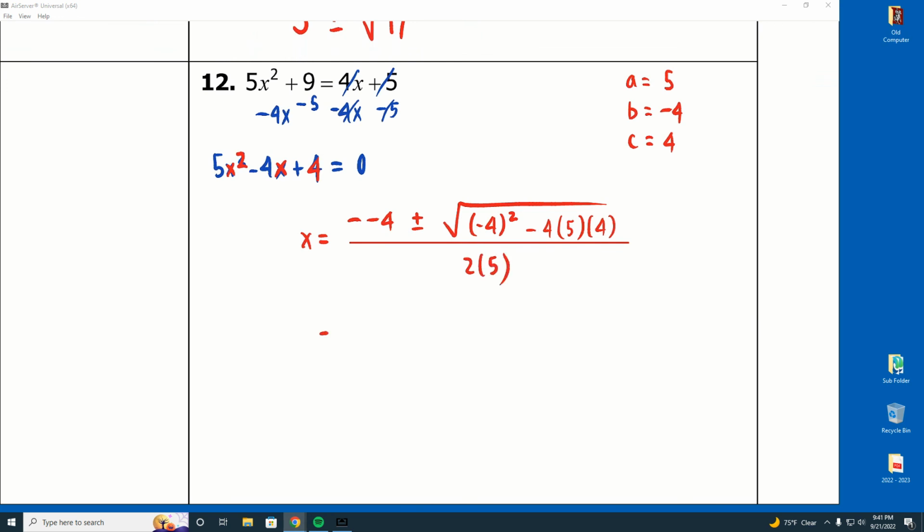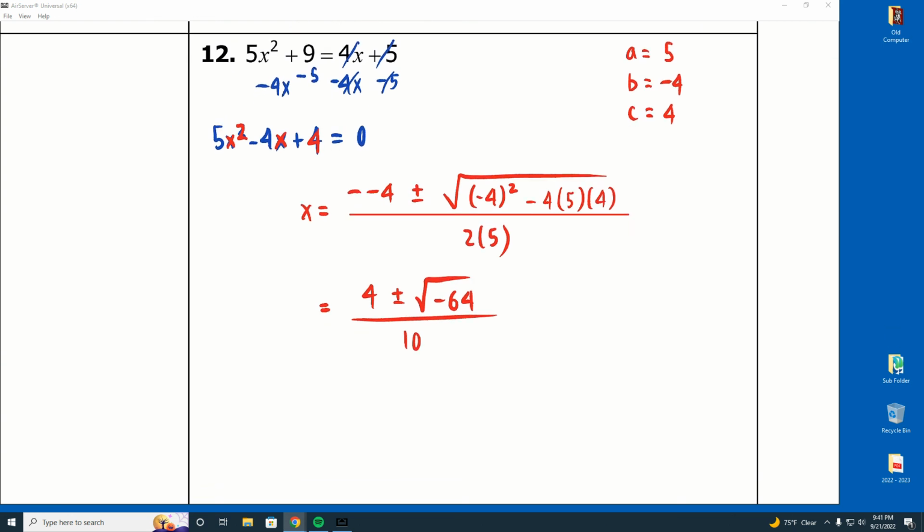So let's do some cleanup. Negative negative 4, we said, cancels and becomes positive 4. Then we're going to simplify what's underneath the radical. Well, negative 4 in parentheses squared minus 4 times 5 times 4 actually becomes negative 64. And then on the bottom, 2 times 5 becomes a 10.